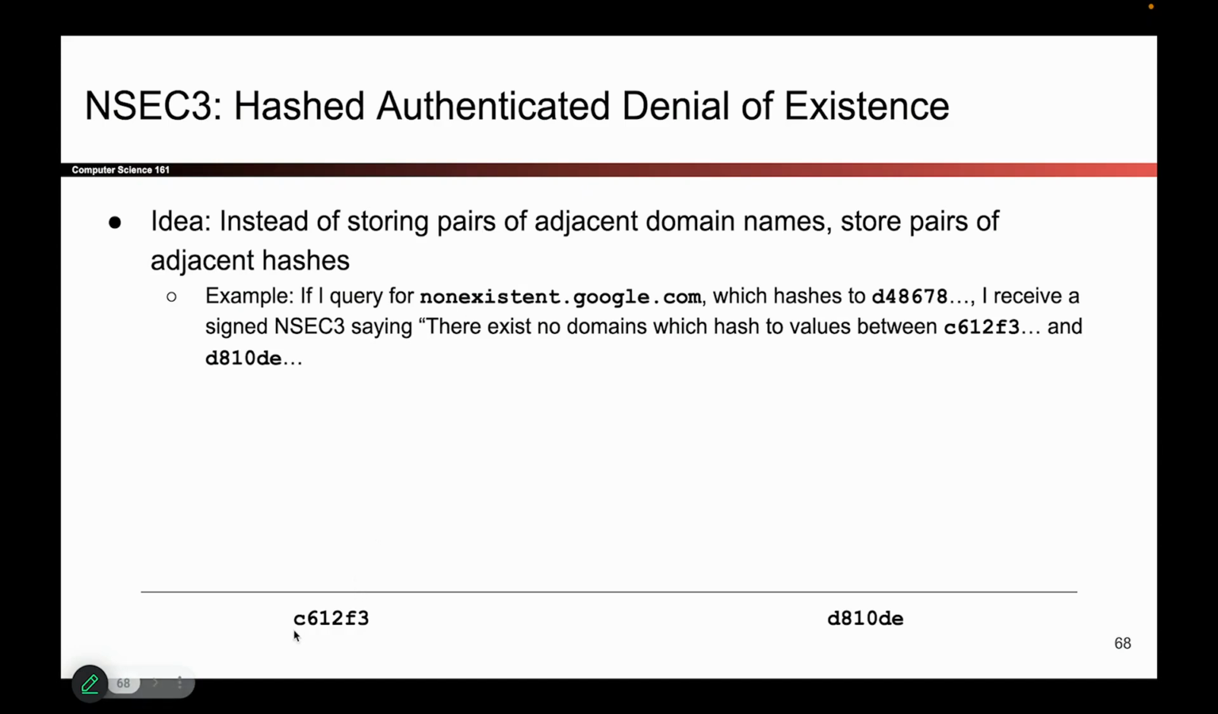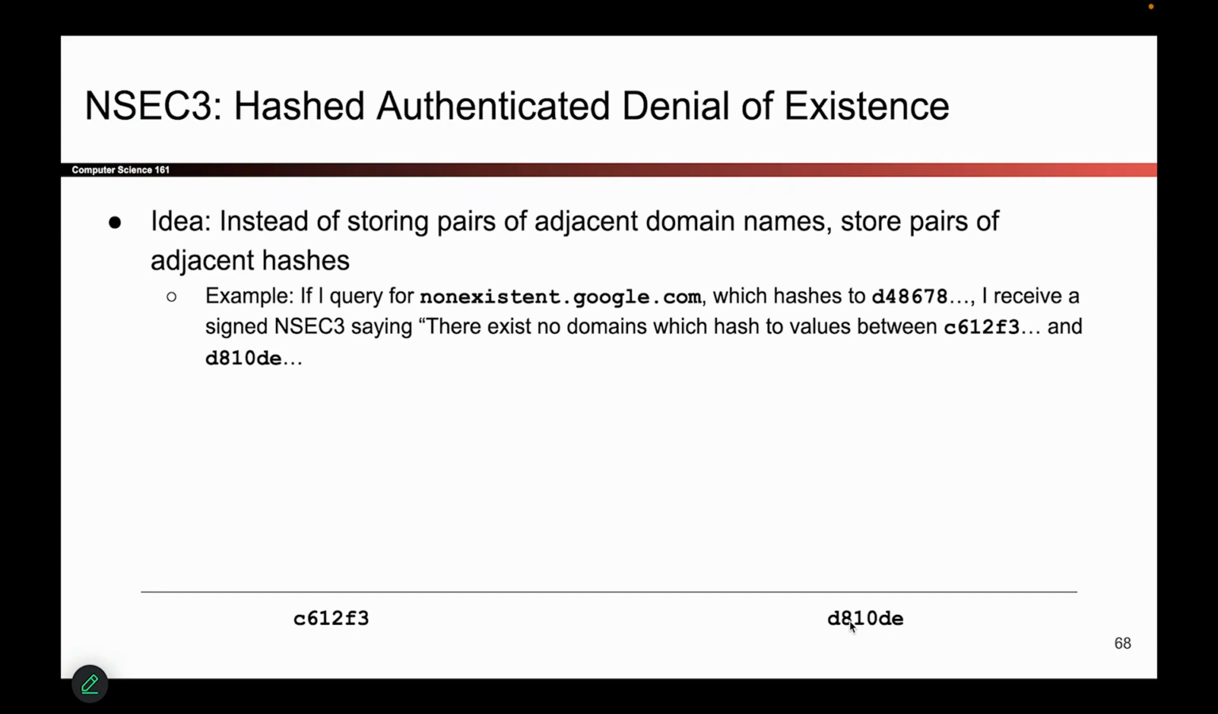We hash one of them, it comes out to C6 something something. We hash the other one, it comes out to D8 something something. What they were originally doesn't even matter. But now we know that something hashes to C6 and something hashes to D8. Those are the 2 domains that exist, and they hash to these 2 numbers. Now we can sign ranges just like we were doing before. We can say there's nothing between C6 and D8 in the hashed world.